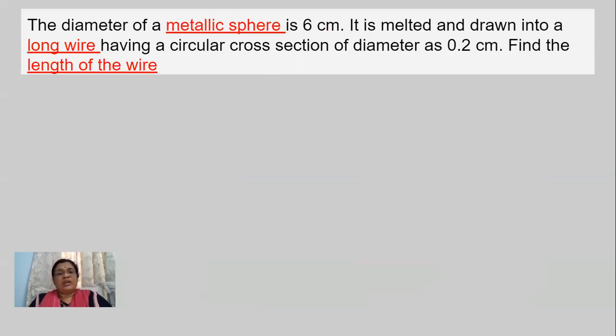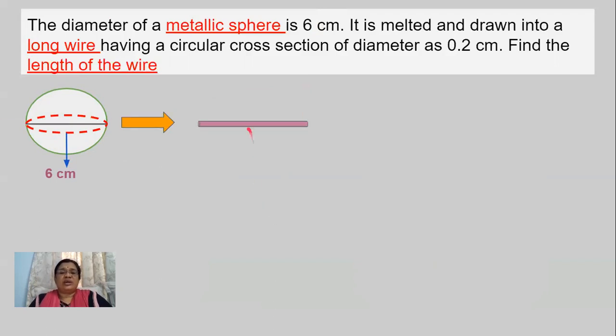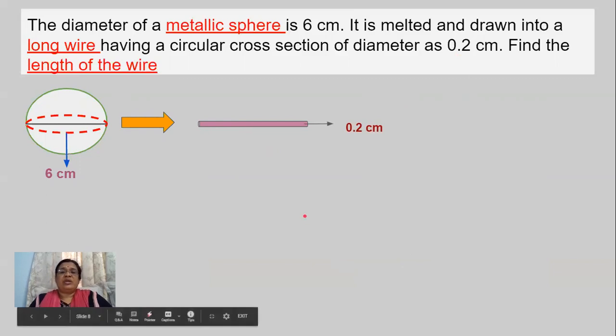How does the wire look? The wire looks like a cylinder only, the extended cylinder, isn't it? So this is the sphere. It is given, the diameter of the sphere is how much? It is 6 centimeters, and the sphere is converted to form a long wire. You don't know the length of the wire, but you know the diameter of the wire. The diameter is given. How much is it? 0.2 centimeters. Diameter is given, and you have to find out the length of the wire.